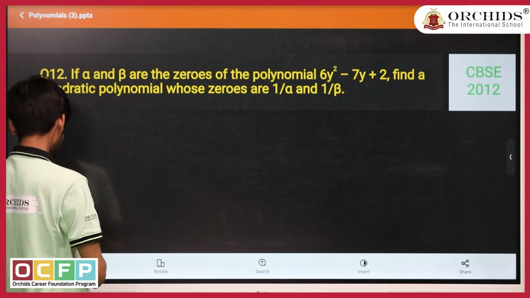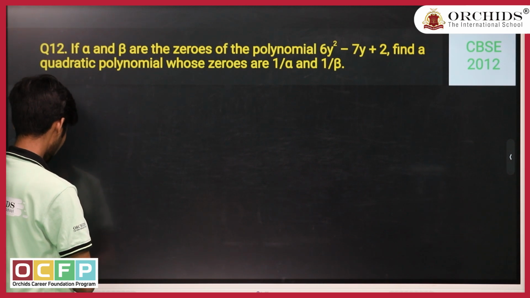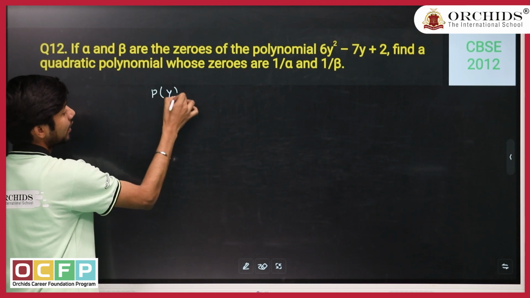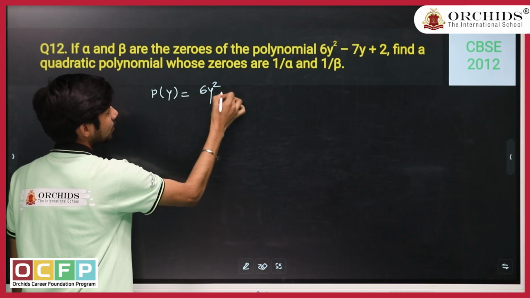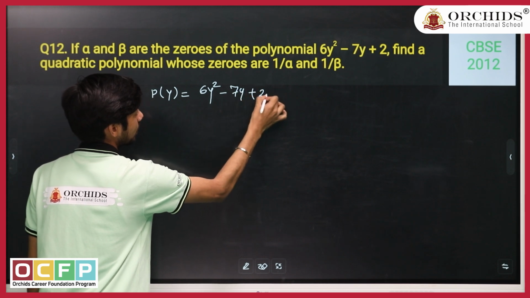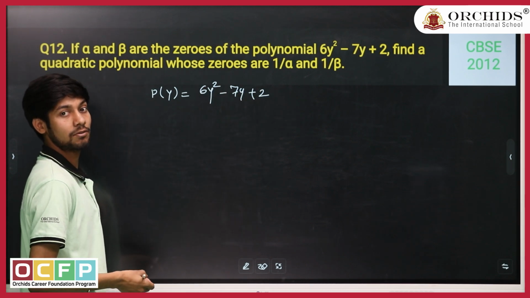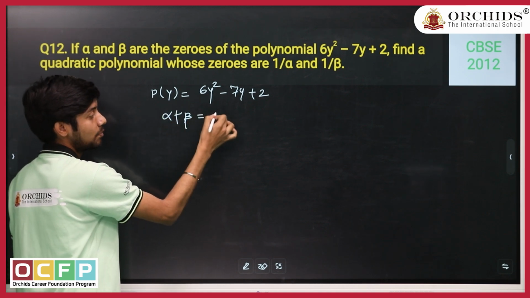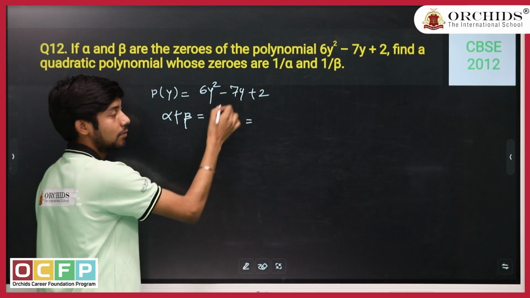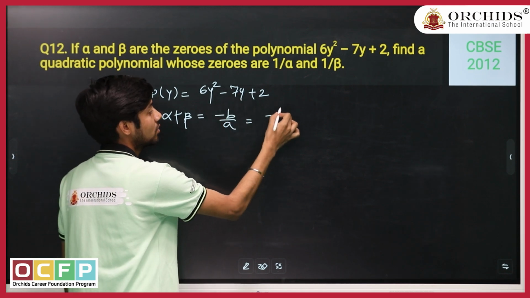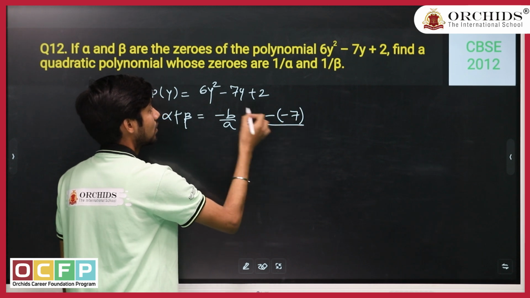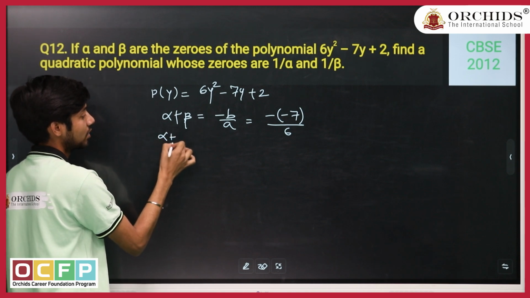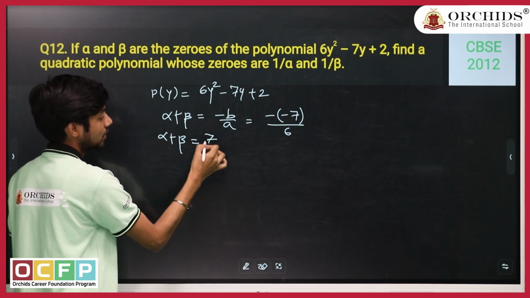So what is the polynomial that is given? The given polynomial is p of y is equal to 6y square minus 7y plus 2. Can we find out alpha plus beta from here? We can say alpha plus beta is equal to minus b by a, and here what is b? We can see it is minus 7, so minus 7 divided by a, the coefficient of y square, that is 6. So we are getting alpha plus beta is equal to 7 by 6.